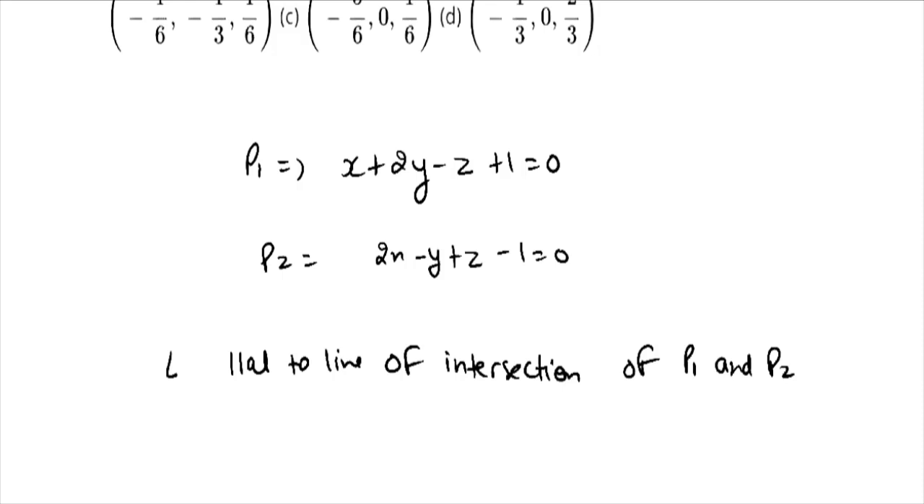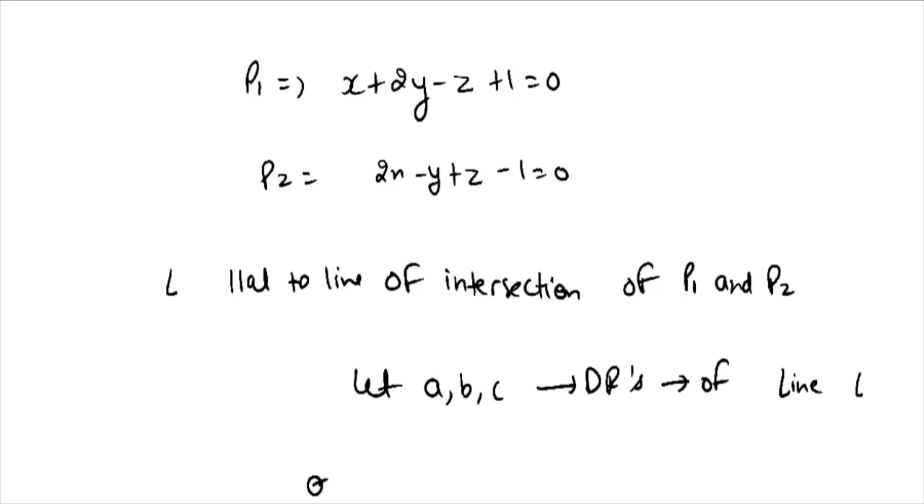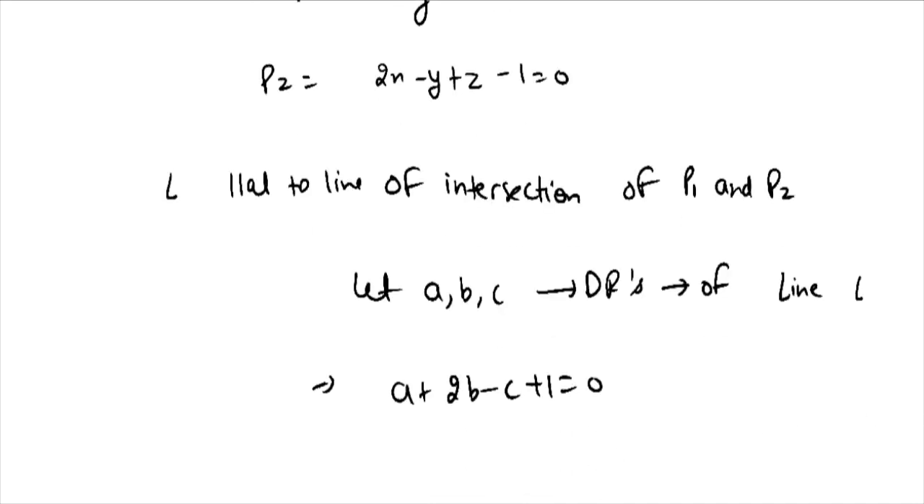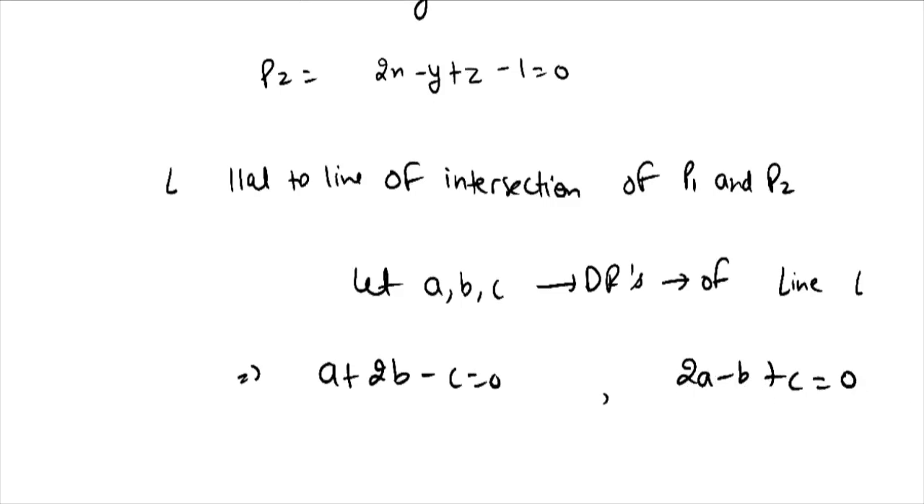So now next, let A, B, C be the direction ratios of the line L. So from here we have that A plus 2B minus C is equal to 0, and next 2A minus B plus C is equal to 0.